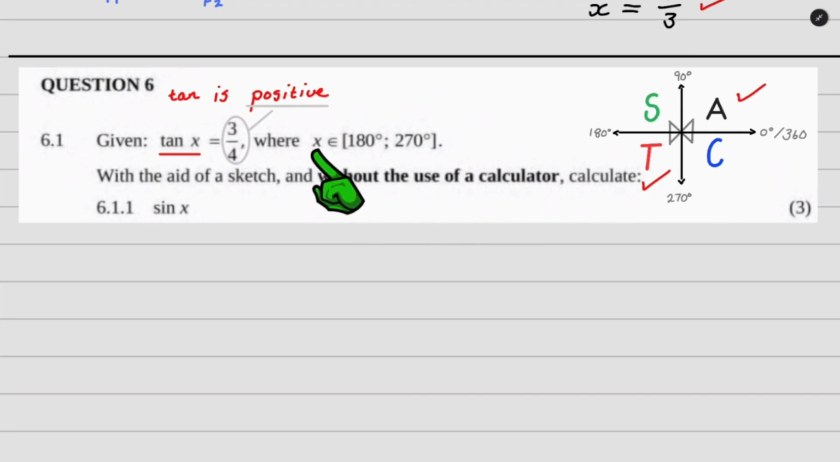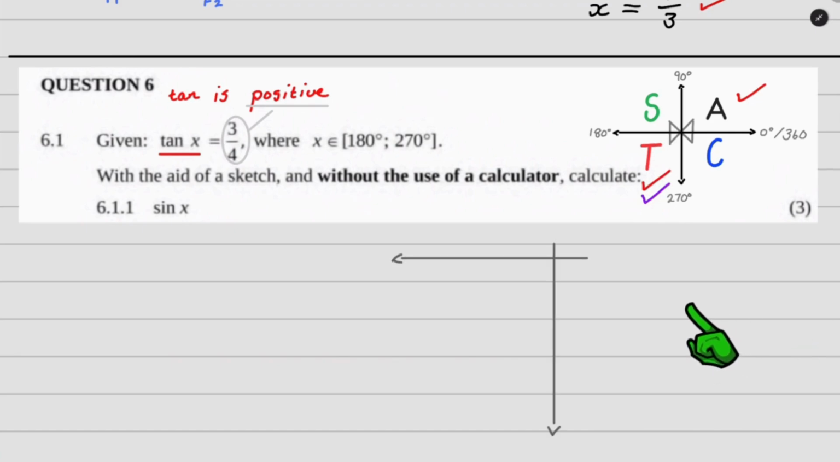And now we look at the second condition. x is an element starting at 180, ending at 270. So from 180 to 270 is in this quadrant here. And then we work in the quadrant with 2 ticks. So I'm going to draw an expanded view of this quadrant.